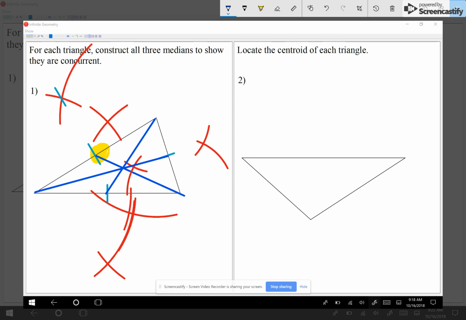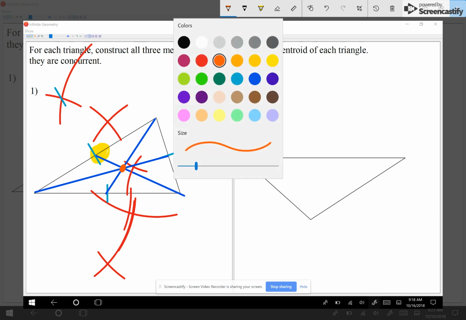Now, what's the importance of the median? I'm going to look at my example number 2, which in your case is question number 7. It says locate the centroid of each triangle. Basically, I'm going to find the medians. The point where they intersect is the centroid. So notice how for my example number 1, my centroid right there is where all three medians intersect. So to find the centroid, I just need two medians.